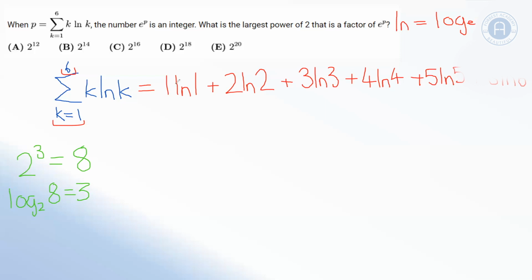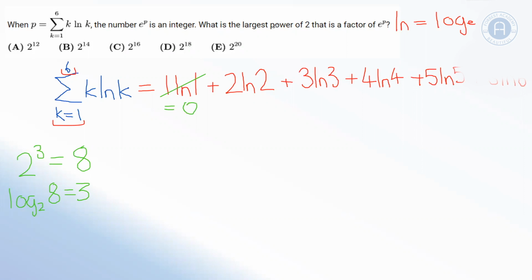Well, if we look at our first term here, we've got the natural log of 1. What do I need to raise something to the power of to get 1? Well, we know that anything to the power of 0 is 1. So we can actually cancel out that term because we know that must equal 0.